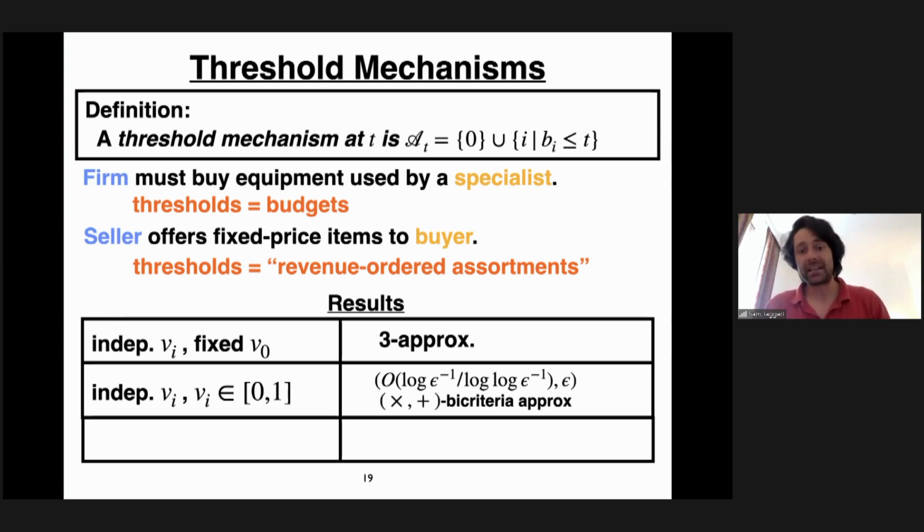If you relax the fixed outside option assumption and put the values between 0 and 1, we give a multiplicative additive bicriteria approximation. That's a mouthful, but basically what we're saying is either you can additively epsilon approximate opt, or you can multiplicatively log over log log 1 over epsilon approximate opt. So either you're guaranteed a good multiplicative or a good additive approximation. And then finally, we give a general analysis for arbitrarily correlated values. Here, P min is the probability of the least likely value vector in this correlated distribution. And all 3 of these sets of results are tight.